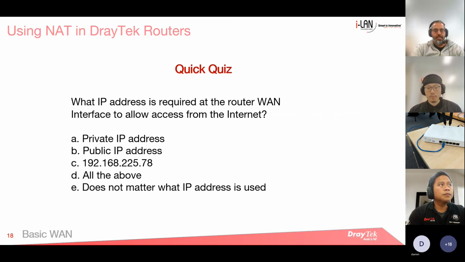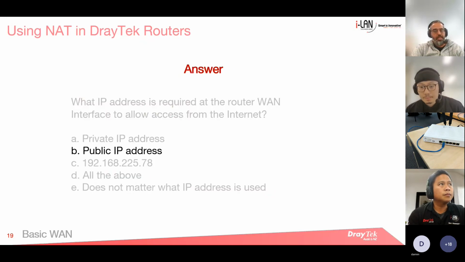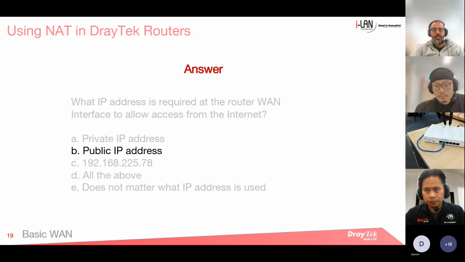All right, a bunch of Bs, that's good. The answer is B, which is a public IP address. We need to remember that the WAN interface on your router should be reachable from the internet, and private IPs are usually behind a firewall or NAT and hence cannot be accessed directly.